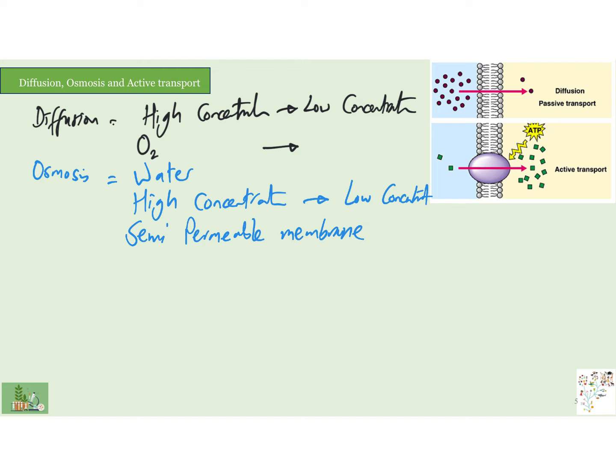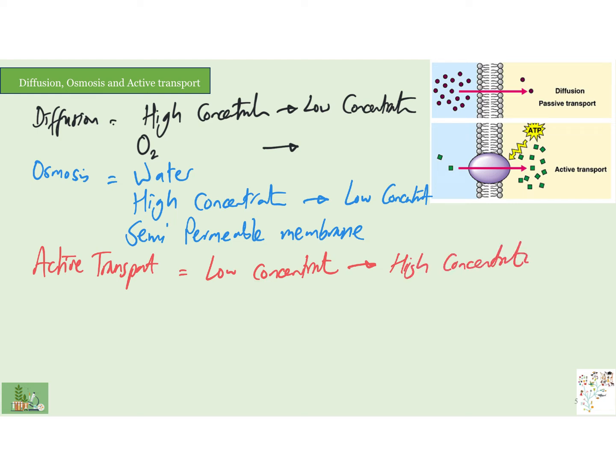And then finally, active transport. Active transport is the opposite of diffusion. So active transport is the movement of molecules from a low concentration to a high concentration. So what we say for that is it is against the concentration gradient. And because you're going against the concentration gradient, it requires energy.